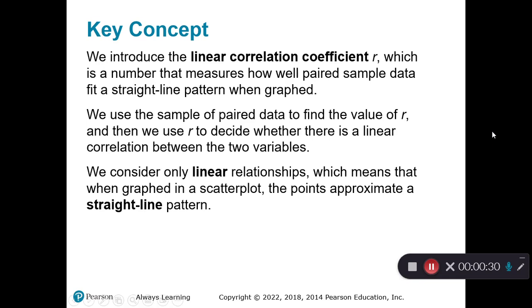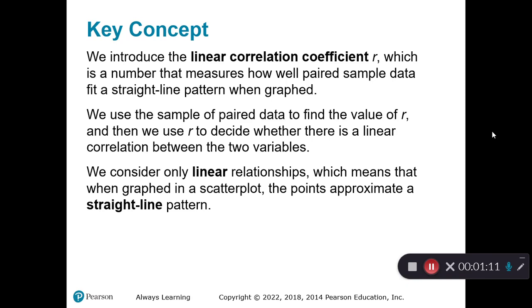First, we introduce the concept of the linear correlation coefficient, which we will label with a lowercase letter r. We're going to see that r is a number that measures how well paired sample data fit a straight line pattern when we graph the data. We will use data coming from samples where there is an x value paired with a y value. We're going to find the calculation for r and then use that number to decide whether we have enough evidence that there is a linear relationship between x and y.